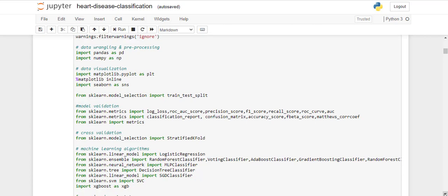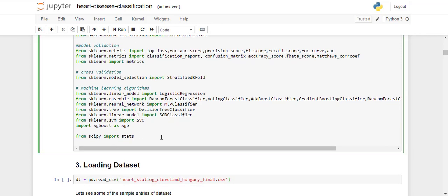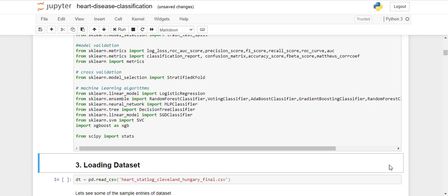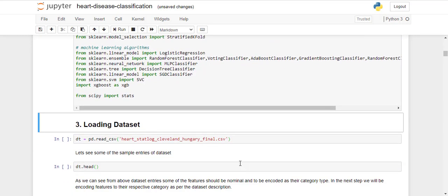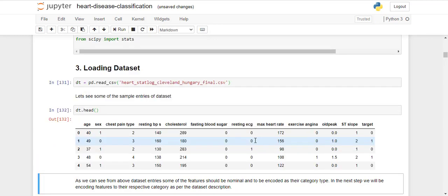Next, for cross validation, I've used stratified K-fold, and these are all the machine learning algorithms I have used in this. So just run this. We load our data set, read our data set, and see some of the sample entries in it. As we can see, some of the numerical entries are age, resting BP, cholesterol, max heart rate, and old peak. These are continuous variables. And apart from that, all are nominal or categorical variables.